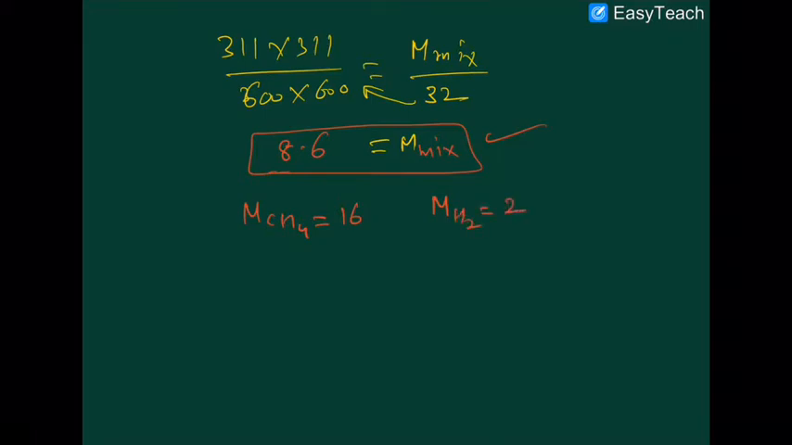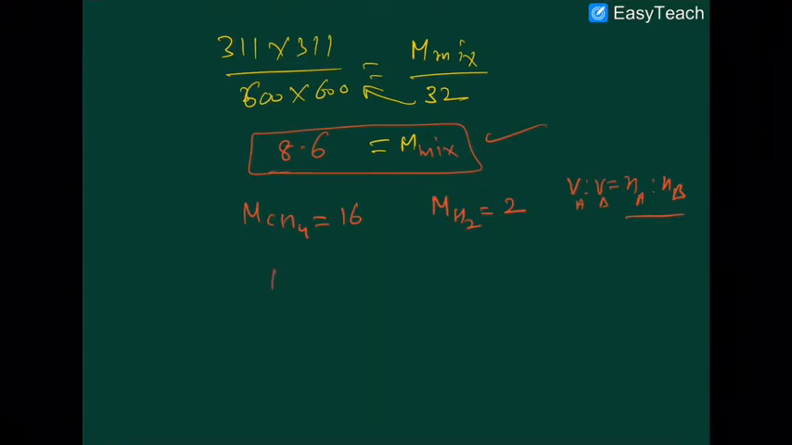and molar mass of hydrogen is 2. Okay, so volume ratio and number of moles ratio will be the same. Why? Because under identical conditions of temperature and pressure, equal volumes contain equal moles. So we will do it by number of moles.